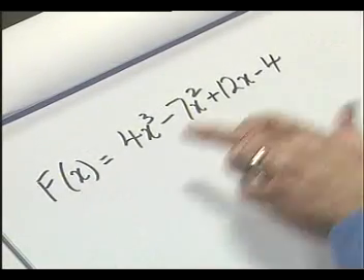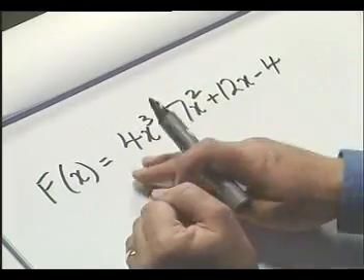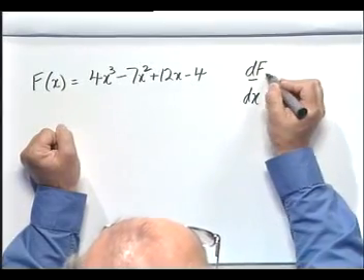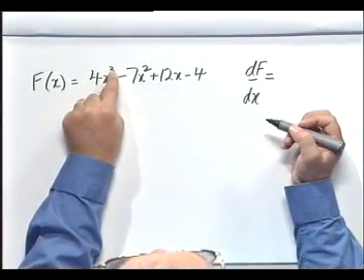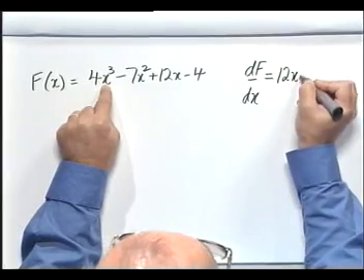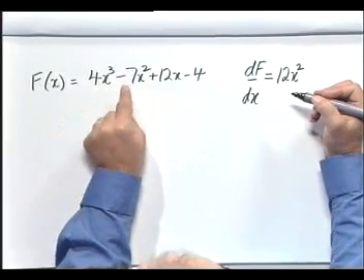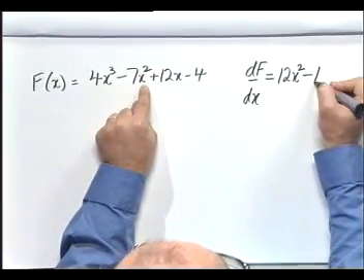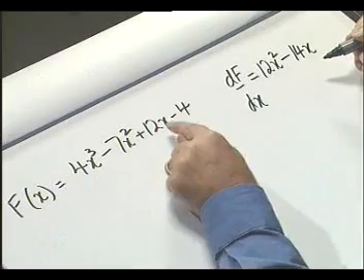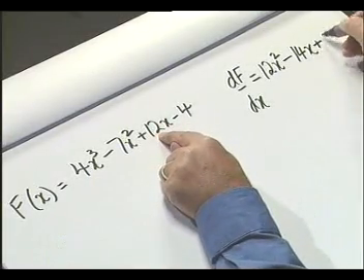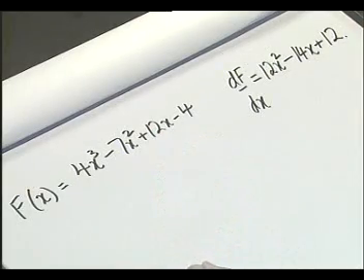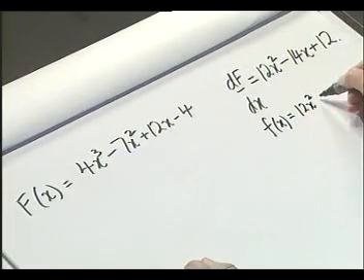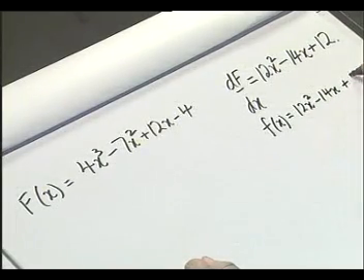Again, you know how to differentiate this. You've had a lot of practice differentiating functions like this. So the derivative, df/dx, is going to be 3 fours are 12x squared. The derivative of minus 7x squared is going to be minus 14x. And the derivative of 12x is just 12. So think of our little f of x as being the function 12x squared minus 14x plus 12.